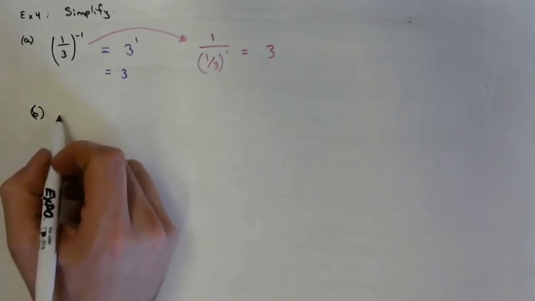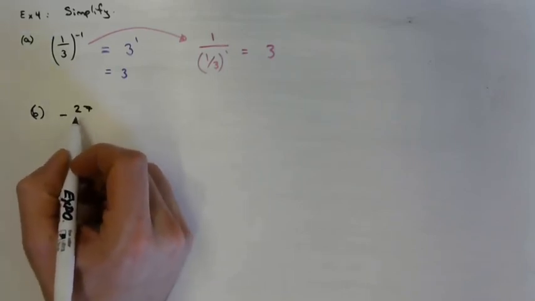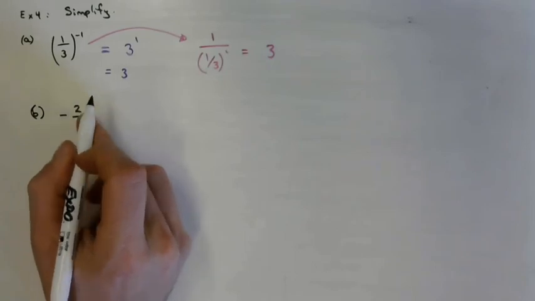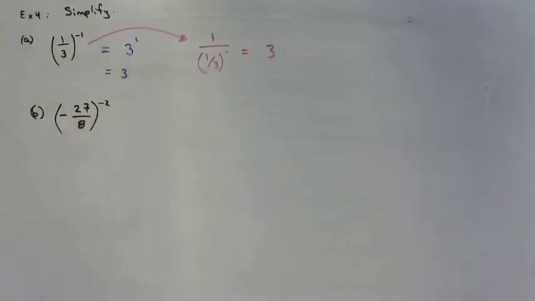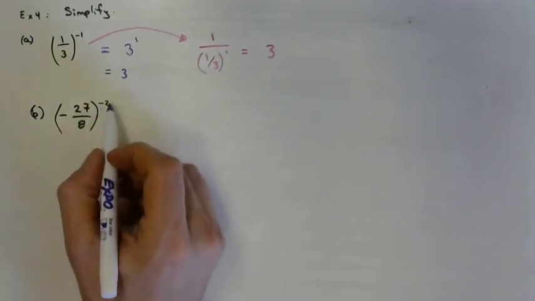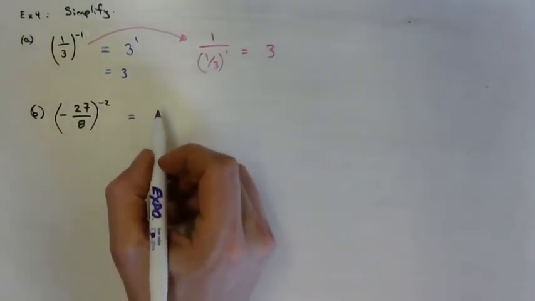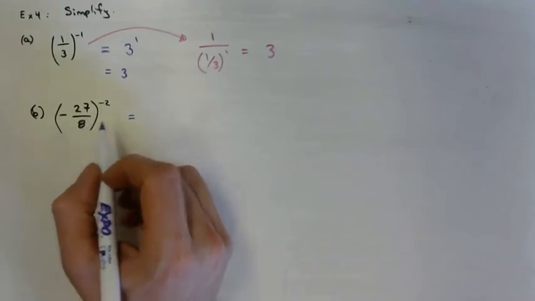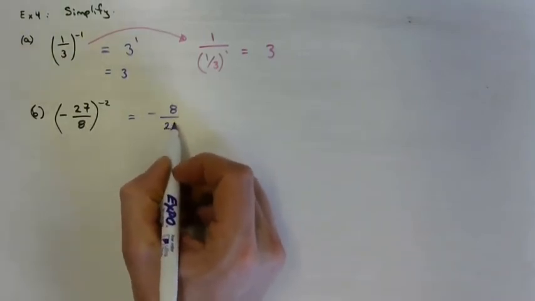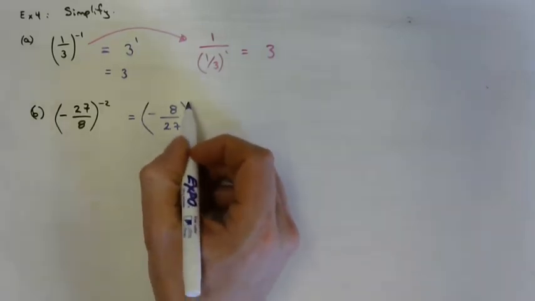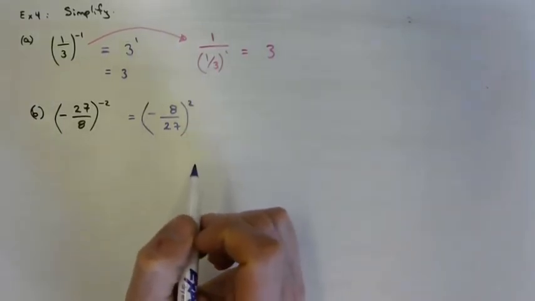Okay, B. B is negative 27 over 8 in brackets to the power of negative 2. What are we doing here? Yeah, we're taking the reciprocal because we see we have a negative exponent. So what we're going to do is, instead of negative 27 over 8, we're going to have negative 8 over 27. And now it's to the power of positive 2.